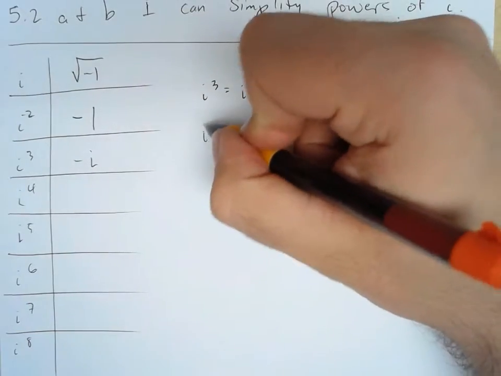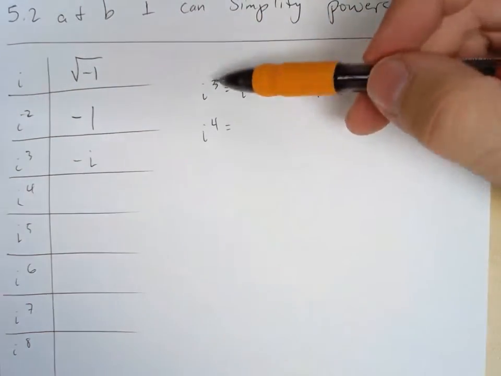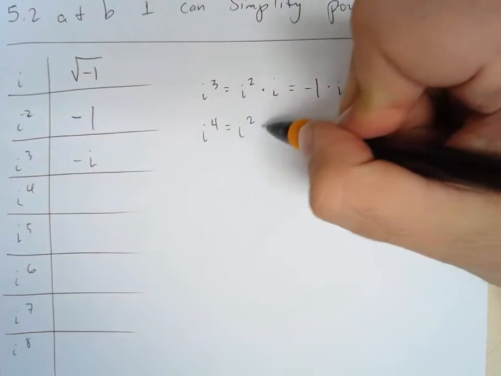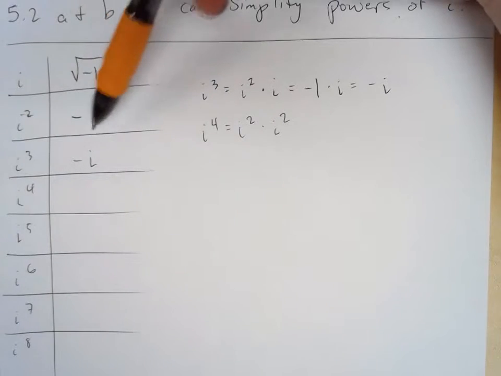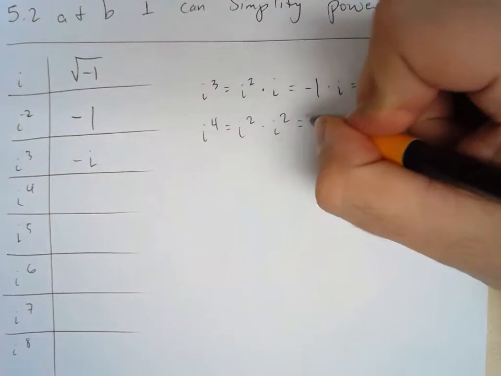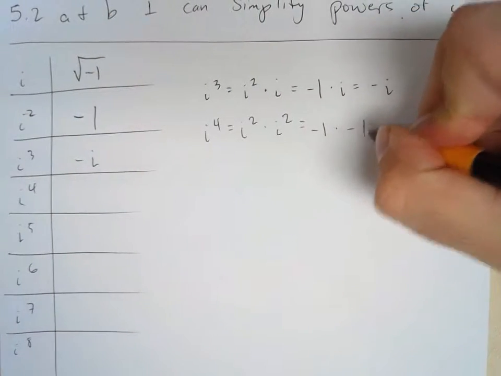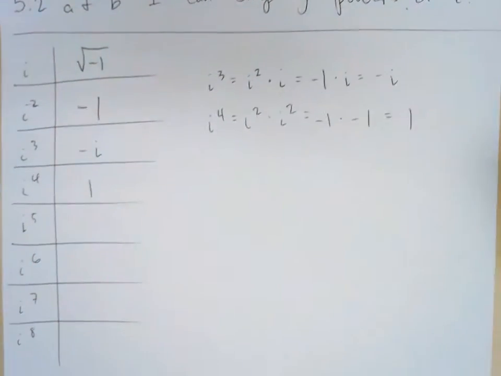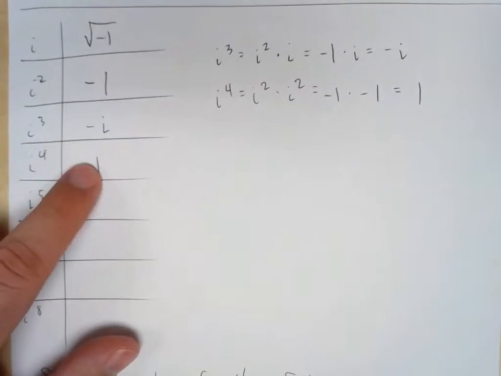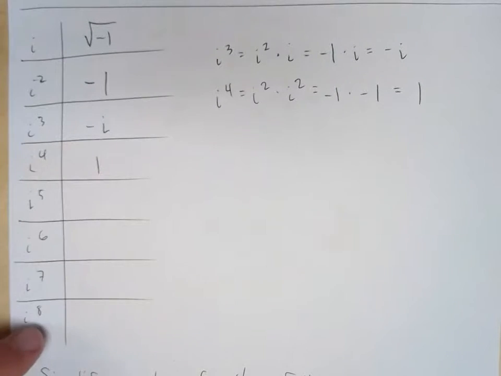So then i to the fourth, you could use i to the third. I'm just going to use i to the second twice. i to the second times i to the second is i to the fourth, so we put on -1 times -1, which is going to give us +1. Negative times a negative is a positive. 1 times 1 is 1. So it says i to the fourth is 1, which is really handy. It's easy to multiply by 1. So for everything above this, I'm going to use i to the fourth.